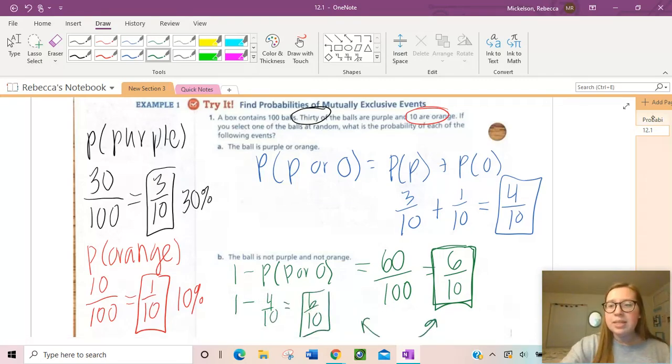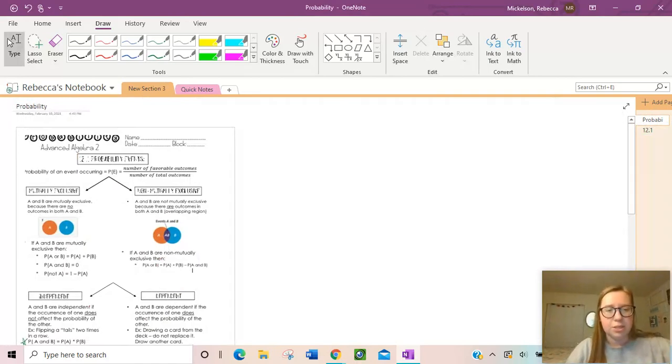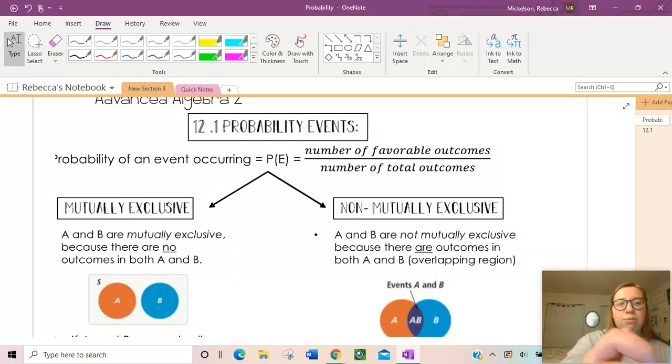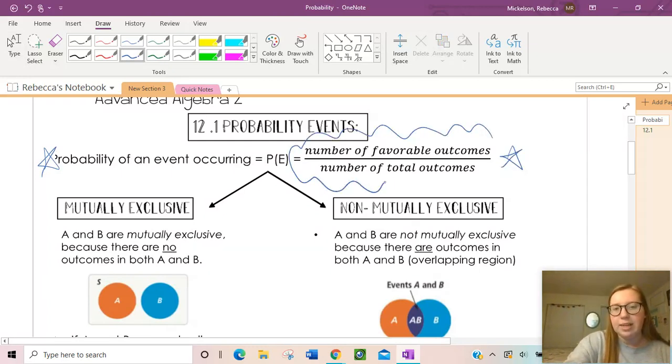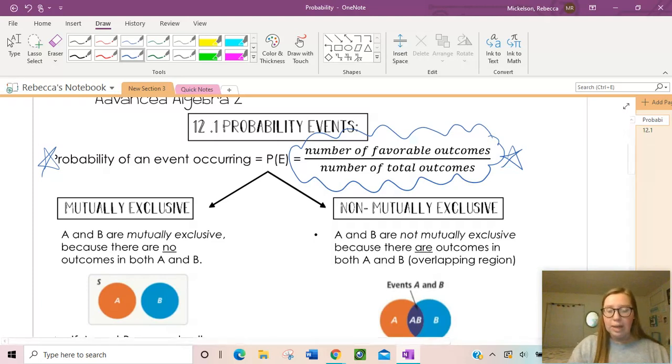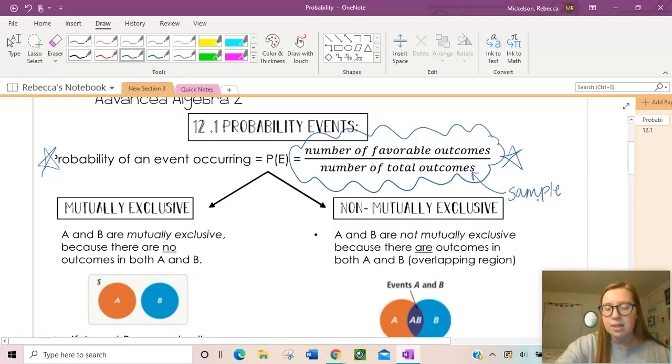So I posted this page, let me zoom in on here. Right up there at the top is kind of what we just were talking about. The probability of an event occurring is this fraction right here: the number of favorable outcomes, or what you want to happen, divided by the number of total outcomes. Another word for total outcomes that you might see in some of our further examples is sample space. So those are just all the different possibilities of what could happen.